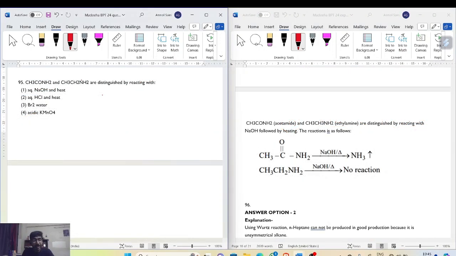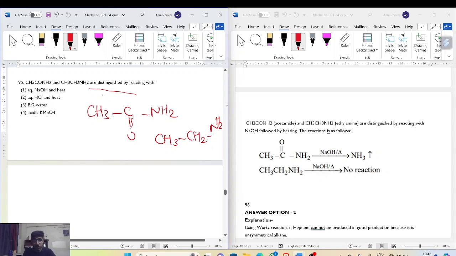Now question number 95. CH3CONH2 and CH3CH2NH2 can be distinguished by reacting. So here we are given CH3C=ONH2, and then we are given CH3CH2NH2. Now we have to tell how we can differentiate these two. So when we react these two with NaOH in presence of heat.